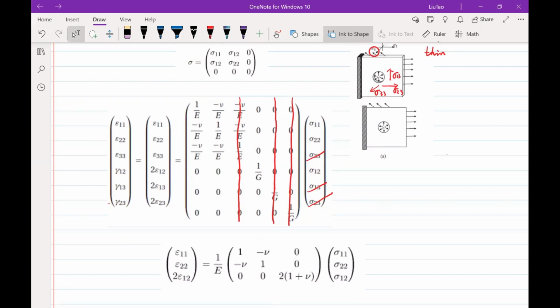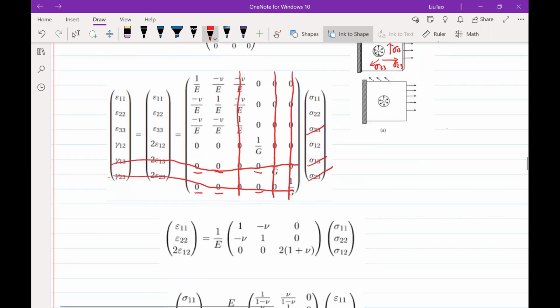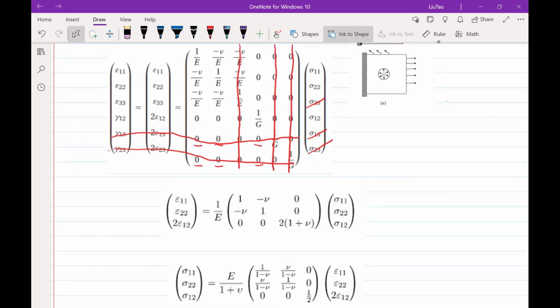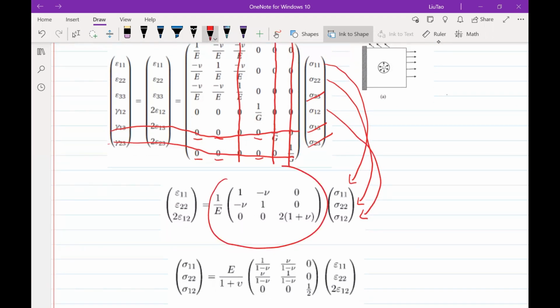And if we take a look at the remaining elements in this matrix, we notice that for the last two rows, we have 0 coefficients. So they can be canceled as well. Then this matrix will be simplified like this. So if we move the strain below, the material property matrix will become this.